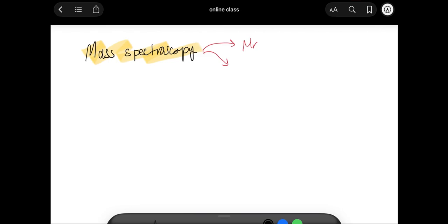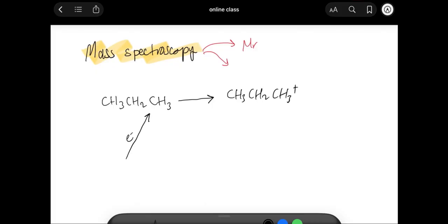Our simple compound is going to be propane, CH3, CH2, and CH3. If we insert our compound in the mass spectroscopy instrument, the first thing that will happen is a beam of high energetic electrons will hit this compound. And as a result of that, this compound is going to be CH3, CH2, CH3 with a positive sign. And now, why do you have this positive sign? How can I represent it in terms of an equation?